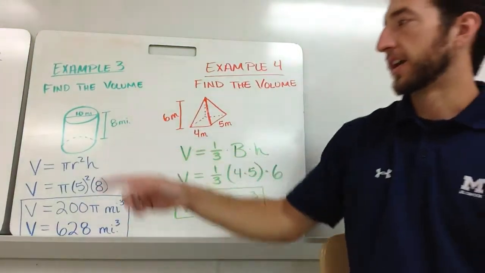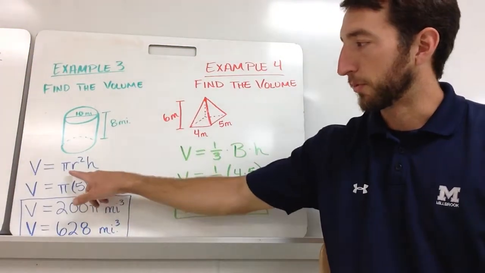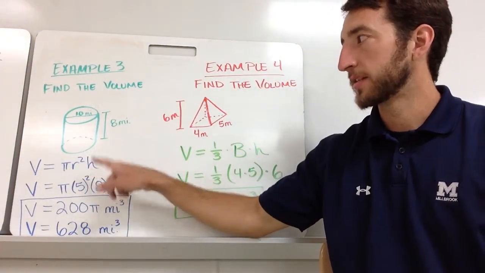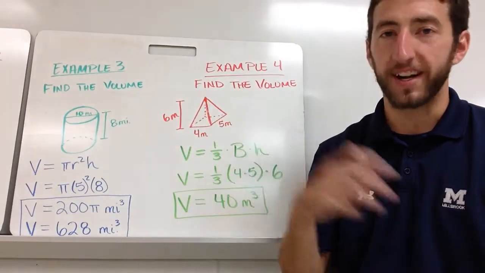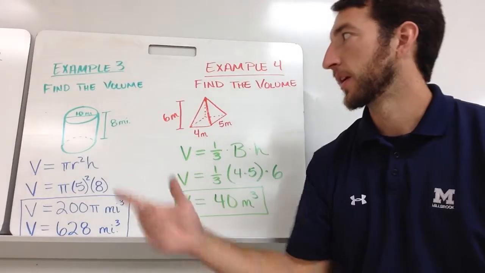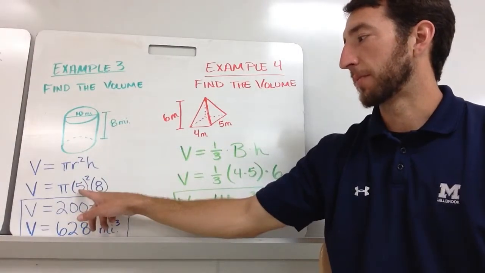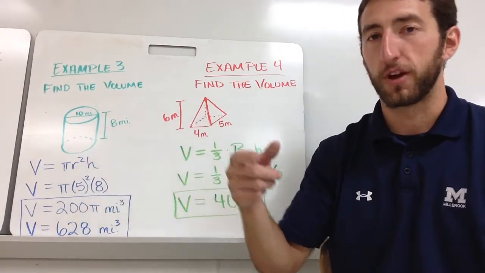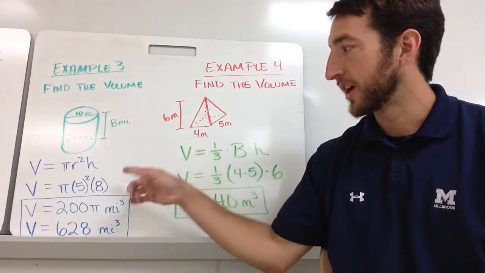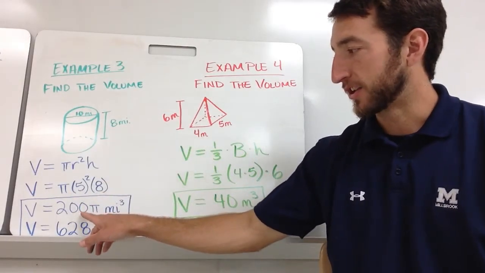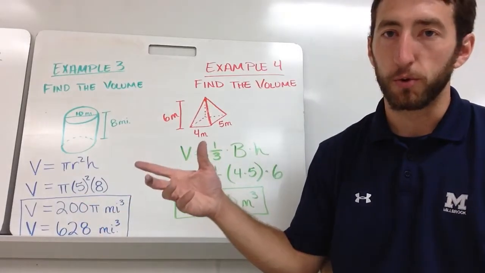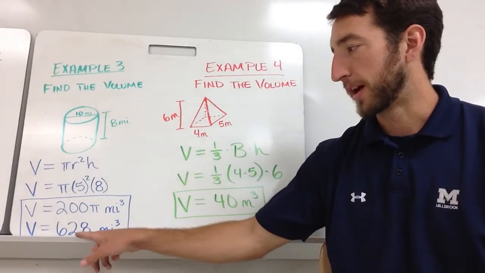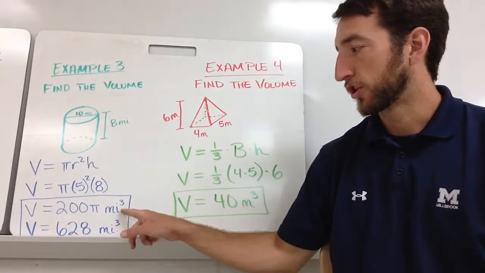All right, here we got a cylinder. Now remember your formula is pi r squared times the height, but this gives us the diameter. So remember the radius is half of the diameter. So I'm going to cut this in half, that's where I got my 5. I'm going to square it, make sure you follow your order of operations, square first, then you multiply. So I can get 20 times pi. I like leaving it in terms of pi, but if you use 3.14 as your pi, you can multiply it out and you get 628 cubic miles.